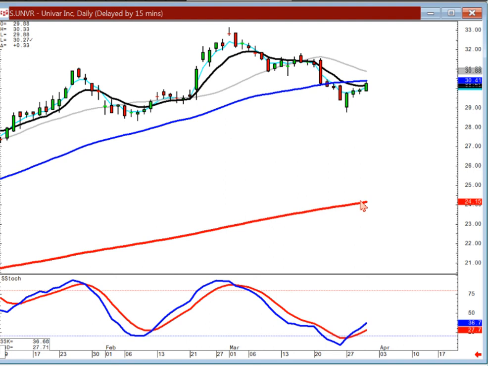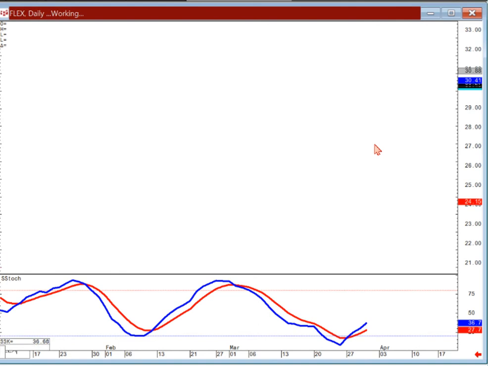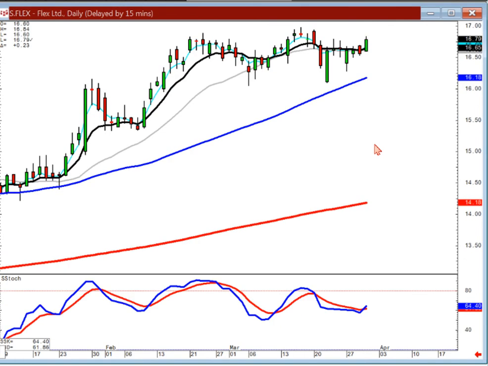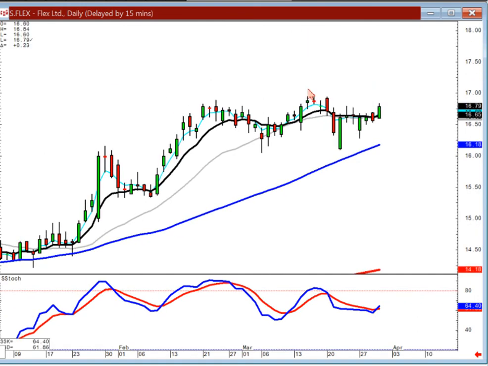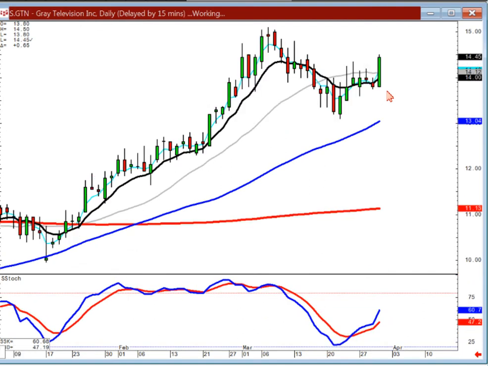UNVR, you can get ready to buy this one. You still need to have it break this downtrending channel. I'd probably be more apt to buy it above the 20-day moving average. Flexion, get ready to buy this one, but I'd rather pay 17 for it knowing it broke out to the upside. And GTN, this one you can buy on positive trading. J-hook pattern, just use the T-line again as your stop.